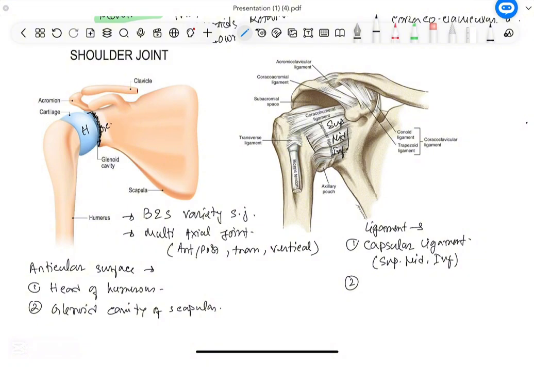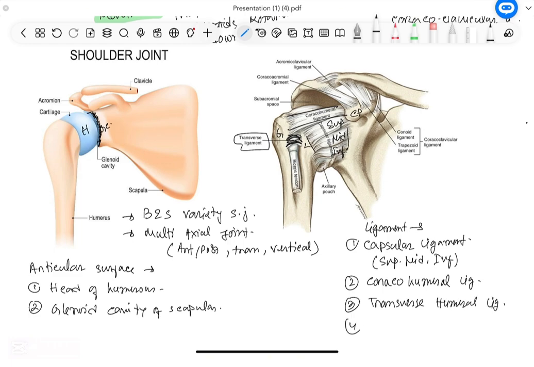Number two, in between the coracoid process and humerus. This is the coracoid process. From the coracoid process to the humerus, there is a ligament. The name of this is called coracohumeral ligament. Then, in between the two tubercles, greater tubercle and lesser tubercle, there is a ligament bridging, and under that the tendon of the biceps brachii goes down. The name of this ligament is called transverse humeral ligament.